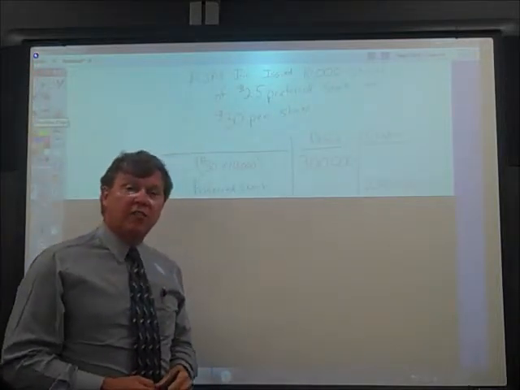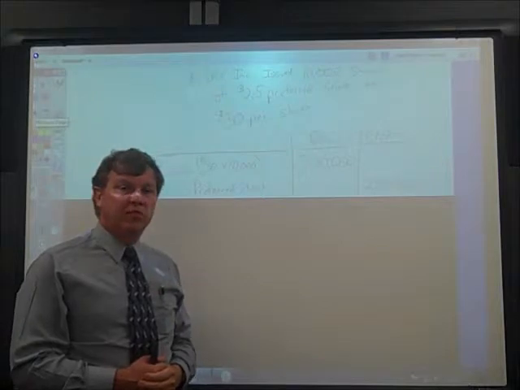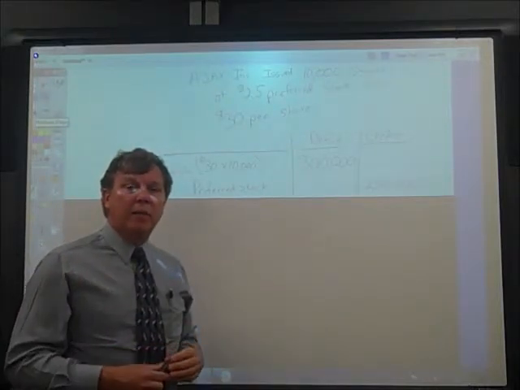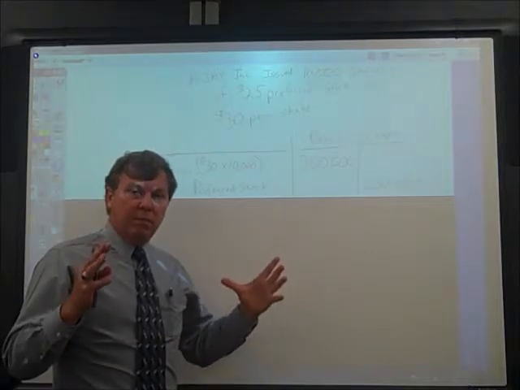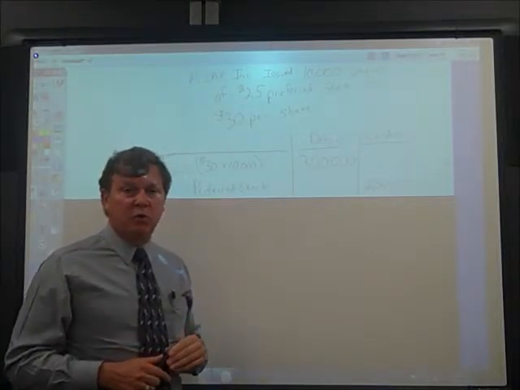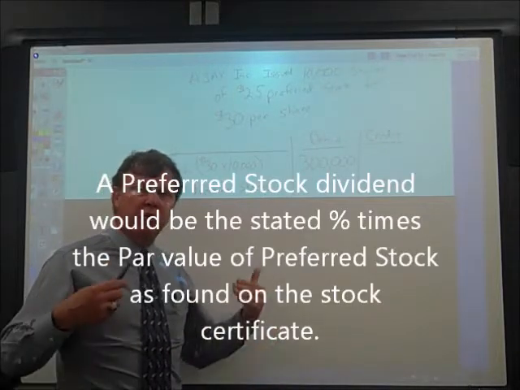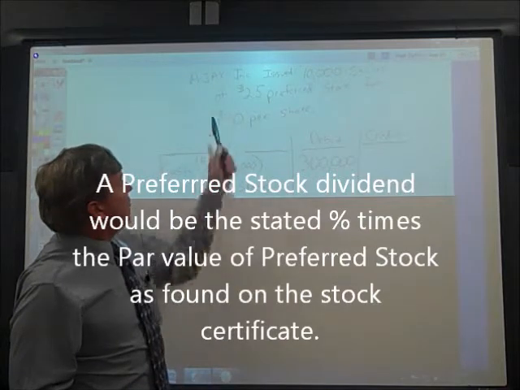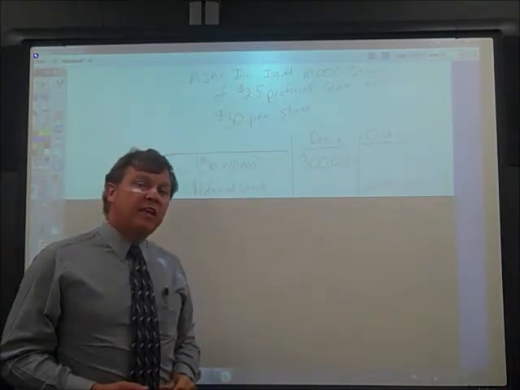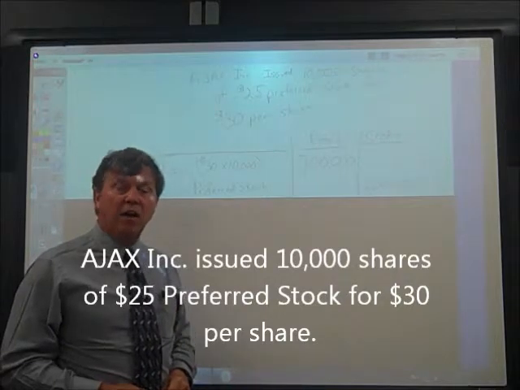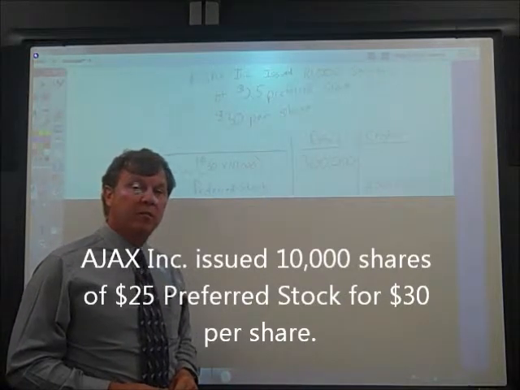The next transaction is dealing with preferred stock. And preferred stock has a stated value on it, and it's going to also say what the amount of the dividend would be. Because it's preferred, it has a stated amount. So in this example, Ajax Incorporated issued 10,000 shares of $25 preferred stock for $30 per share.